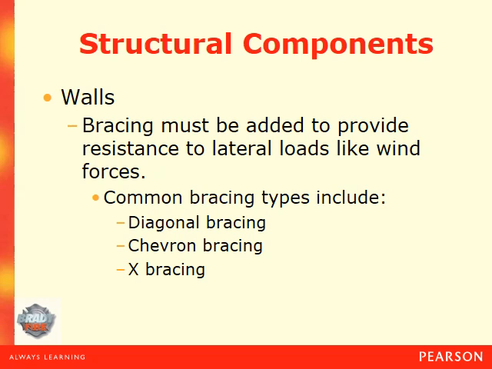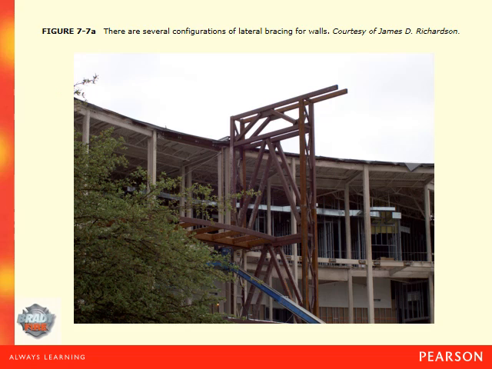Bracing must be added to provide resistance to lateral loads like wind and other forces for our walls. Common bracing types include diagonal bracing, chevron bracing, and X bracing. And here's just some general lateral bracing for walls as seen.